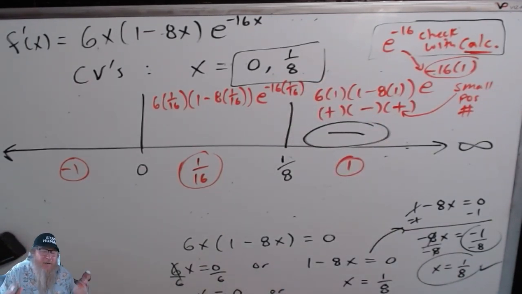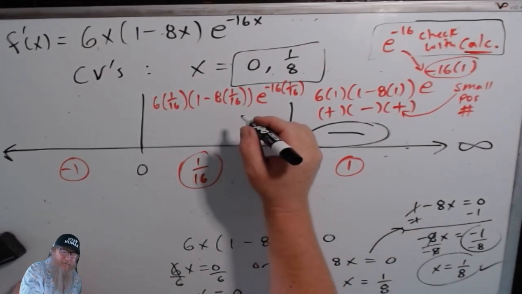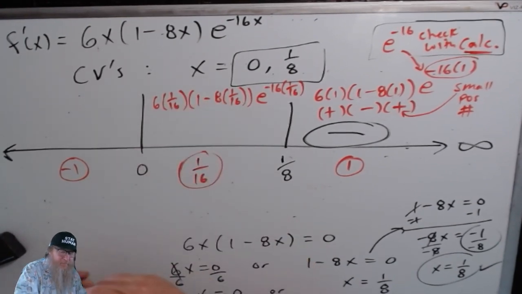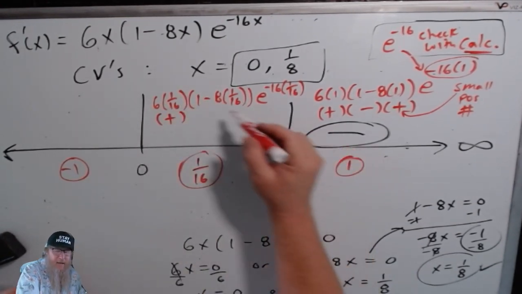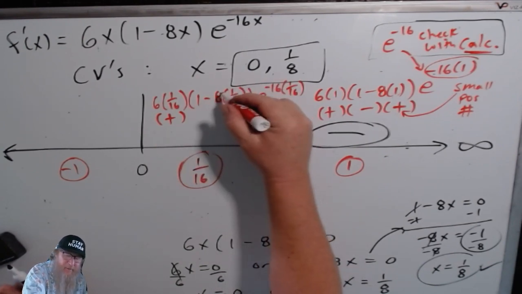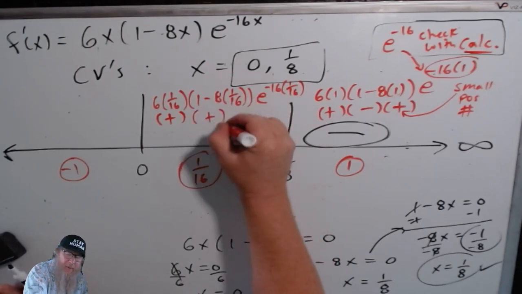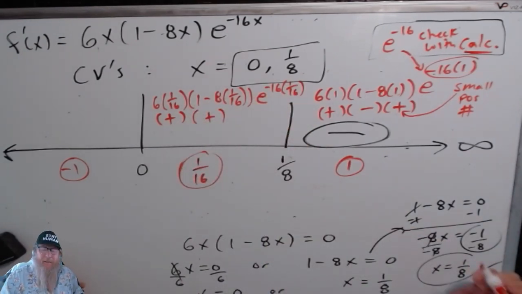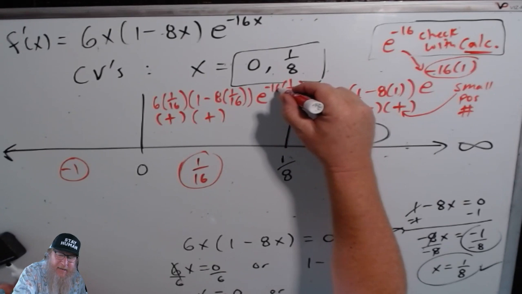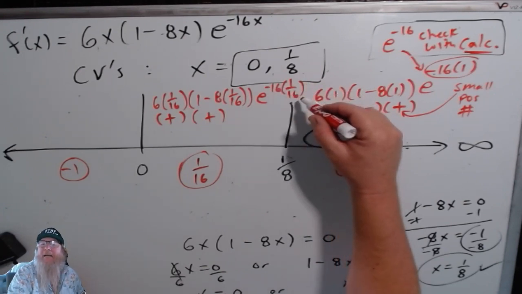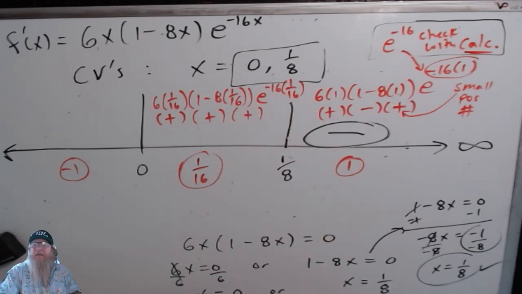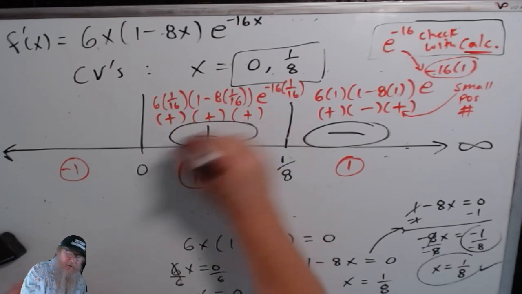Again, I don't care what this is. 6 times 1/16 is a positive number. 8 times 1/16 is 1/2. 1 minus 1/2 is a positive number. And then e to the -1, this power would be -1, is still a positive number. So altogether, this region is positive.